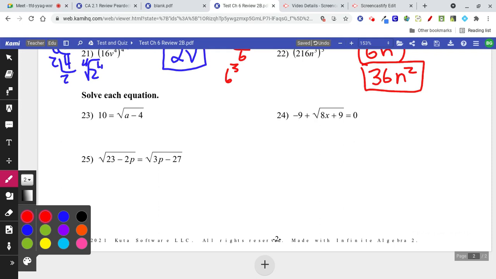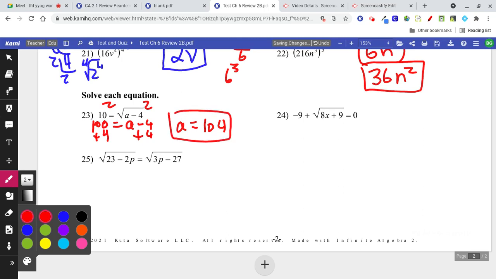Solve each equation. We want to isolate the radical, which is done, and then square both sides. I see 100 equals a minus 4. Let's just add the 4 over, try to isolate the variable, and you get a equals 104.